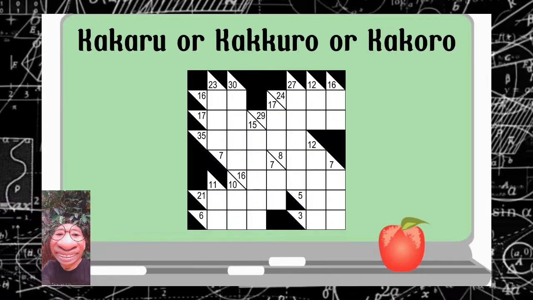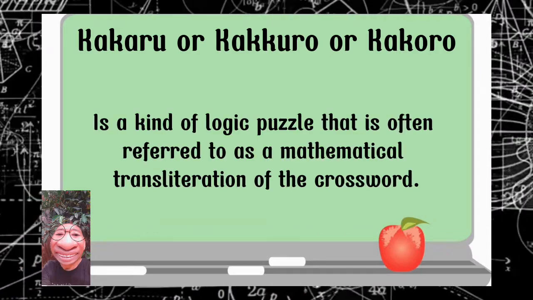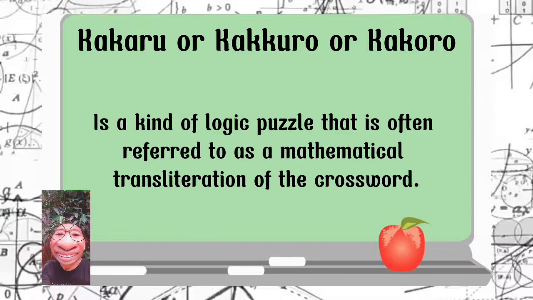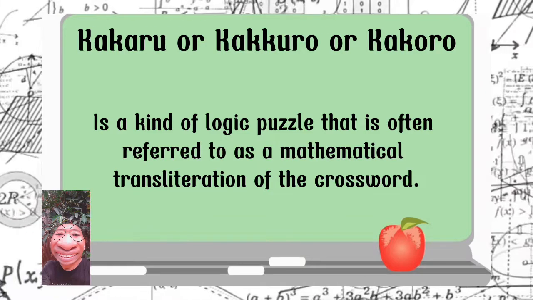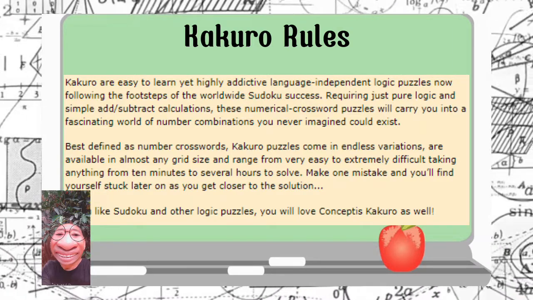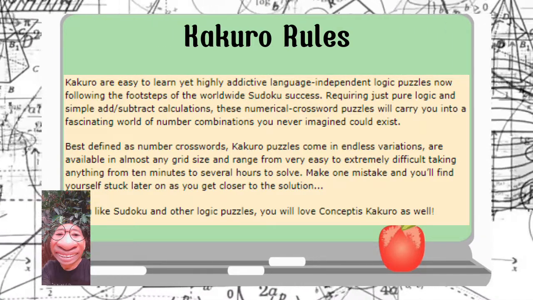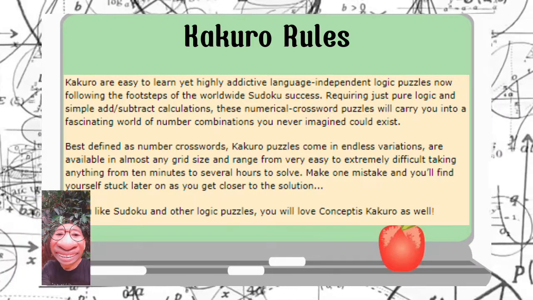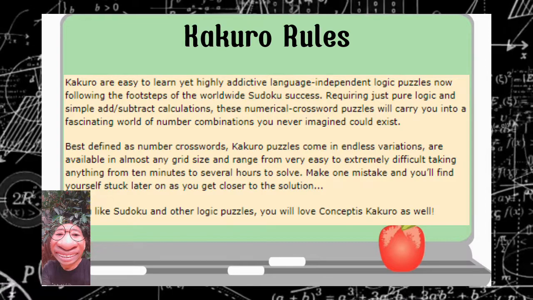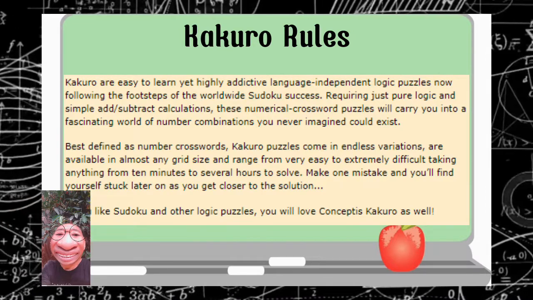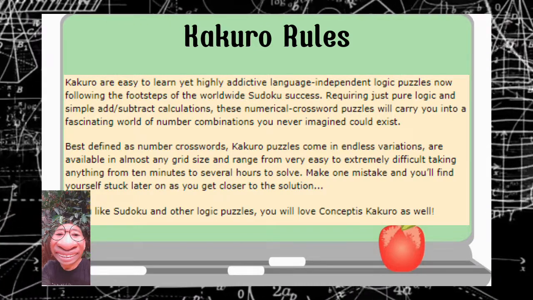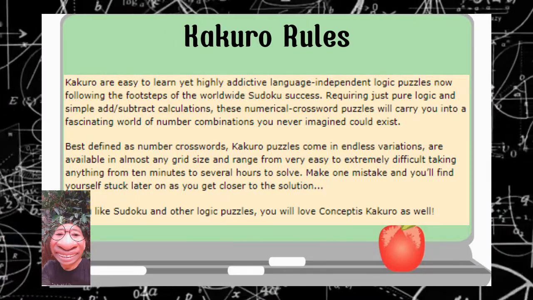Kakuro is a kind of logic puzzle that is often referred to as a mathematical transliteration of the crossword. Kakuro rules. Kakuro puzzles are easy to learn yet highly addictive language-independent logic puzzles, now following in the footsteps of the worldwide Sudoku success, requiring just pure logic and simple addition and subtraction calculations. These numerical crossword puzzles will carry you into a fascinating world of number combinations you never imagined could exist.